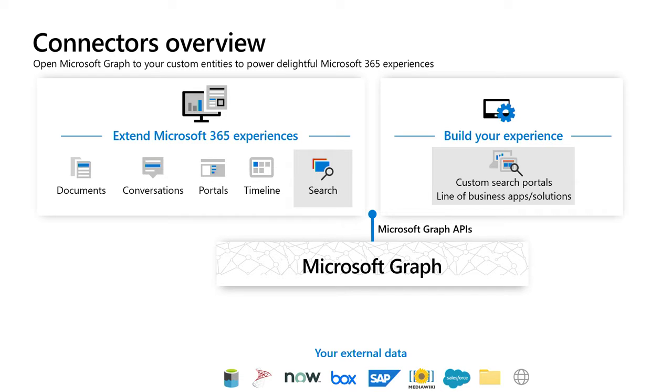But there's a whole bunch of content sources that you have outside of the Graph, which are not participating in search or in any of the custom search experiences that you have. Connectors help bridge this gap and help bring content from all your external sources into the Graph so that they can participate in Microsoft Search as well as your custom search experiences.